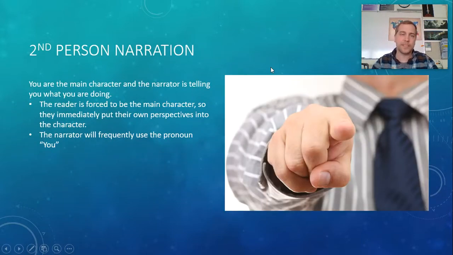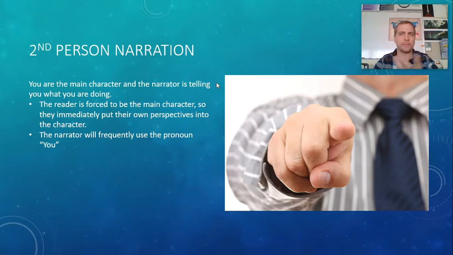Now, this next type, second person, is very rare, but it's coming up more and more often. In second person narration, the narrator is telling you what you are doing. And so the reader is forced to be the main character. They're immediately put into the perspective of that character. So the narrator will frequently use the pronoun you. It's like the narrator's pointing at you and telling you what you're doing.